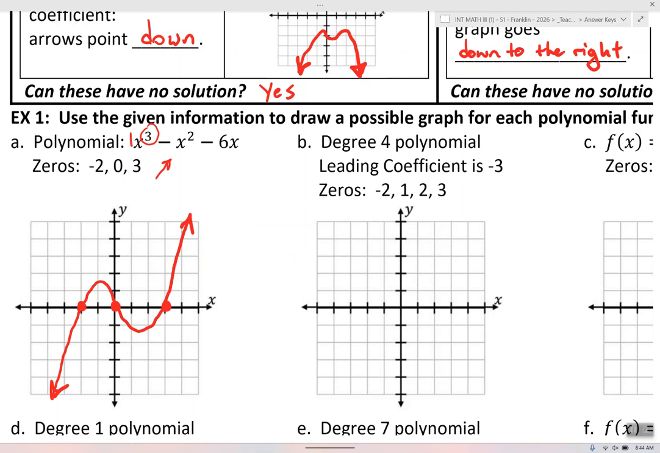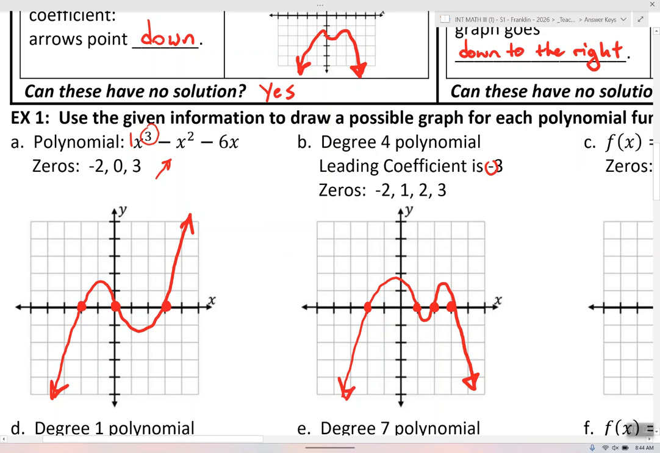Okay, example B, for a degree 4 polynomial, so it's even, they point the same direction. Our leading coefficient is negative, so we'll have something like this, right? Pointing down, and it's an even polynomial. Now our zeros are negative 2, 1, 2, and 3. So I know because it is negative, I'm going to be starting in the bottom left and ending in the bottom right. So somewhere down here, go through the first point, down through the second, back up through the third, and down through the fourth.